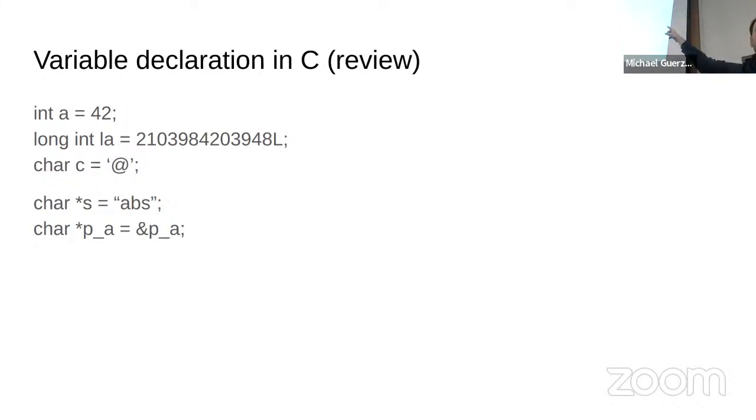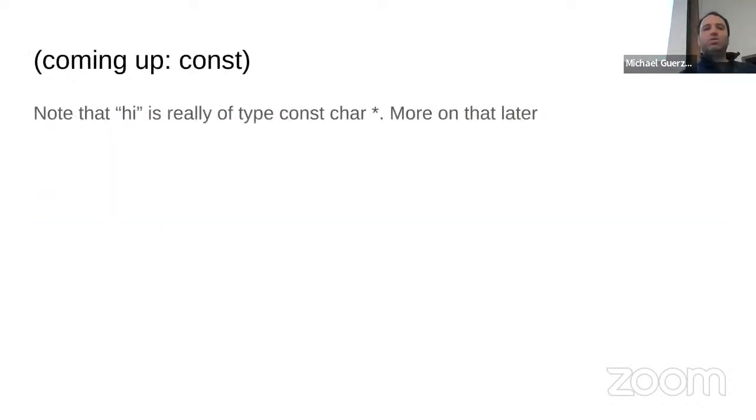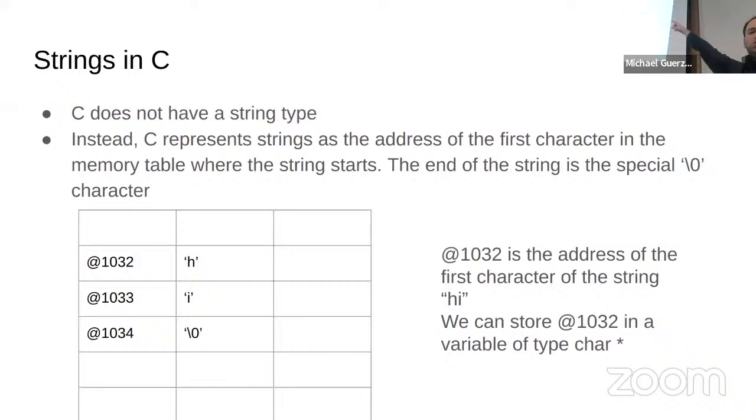So char star s means that you are creating a variable of type char star, and the name of the variable is s. So the type is char star. And then here it's initialized to be the address of the a in the string "abs". The way strings are stored, again, is that if you want to store a string, you need to store it in the memory table in consecutive addresses. And then the last thing that you store needs to be the null character, written as \0.